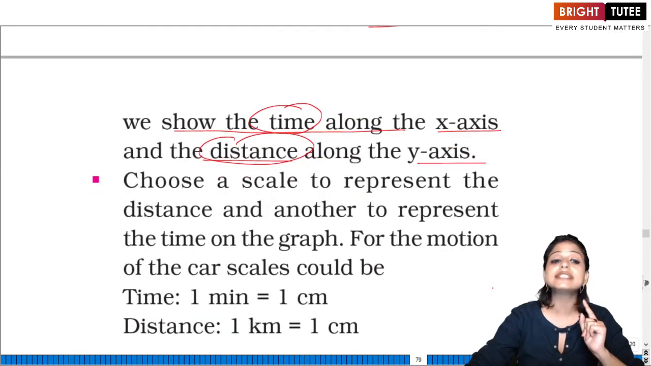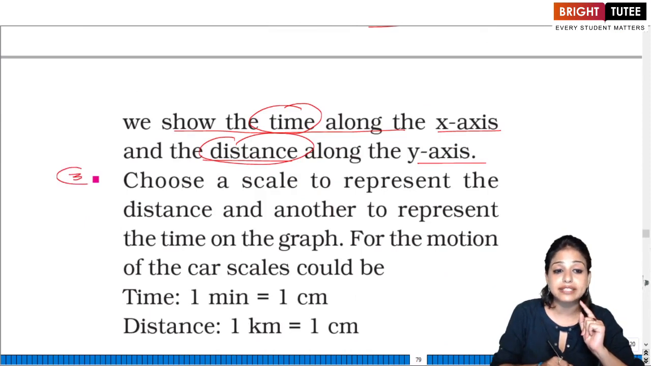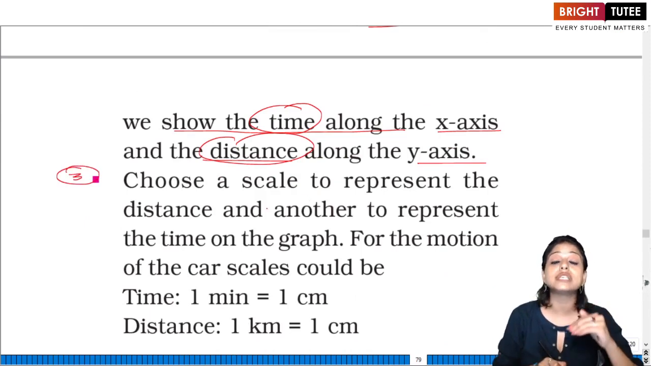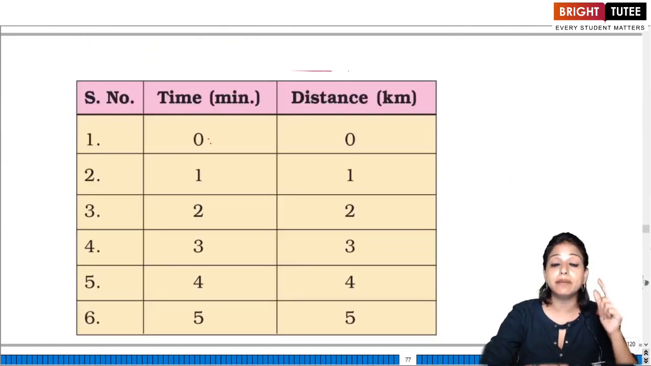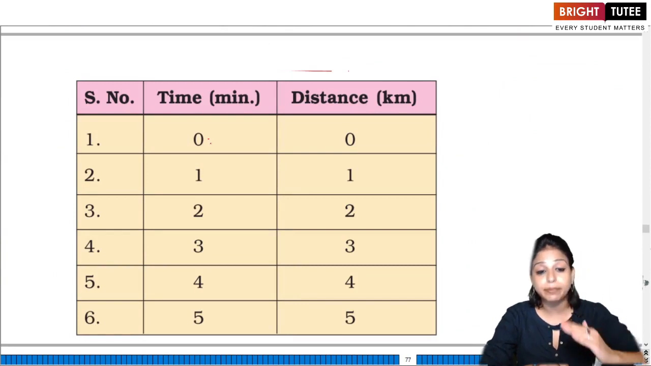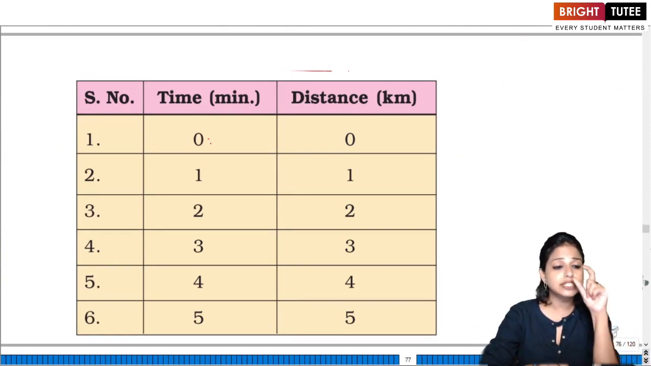Once this is done, we go to the next step, that is the third step. We have to choose a scale. Now, why is choosing a scale important? If you go back to the data, you see that the time covered is 1 minute, 2 minutes, 3 minutes, 4 minutes. So a scale with 0, 1, 2, 3, 4 intervals will be better.